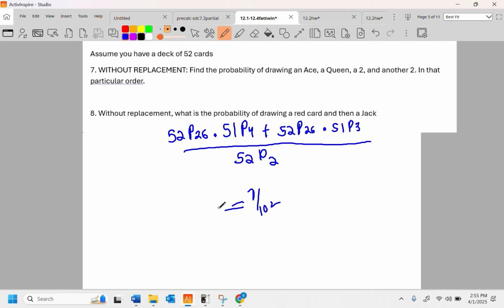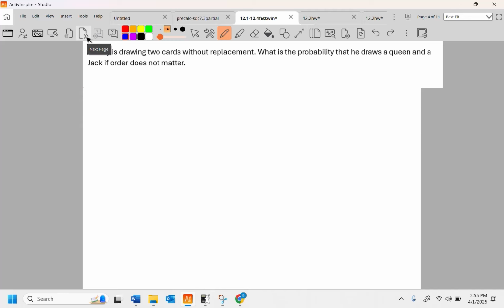If you can think like that, more power to you. I'm not a huge fan of that. But that might just be experience. I wasn't taught permutations. All right, what do we got here? Billy is drawing two cards without replacement. What is the probability that he draws a queen and a jack if order does not matter? So this one could actually be done with combinations if you wanted to, and it wouldn't be too bad. But order doesn't matter.